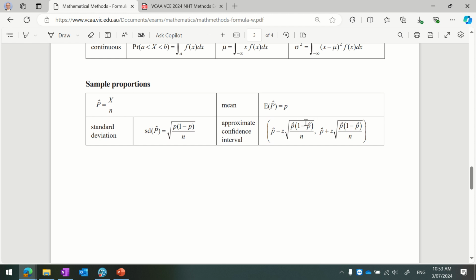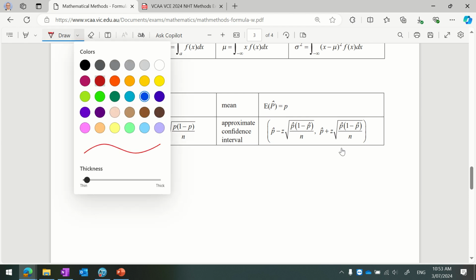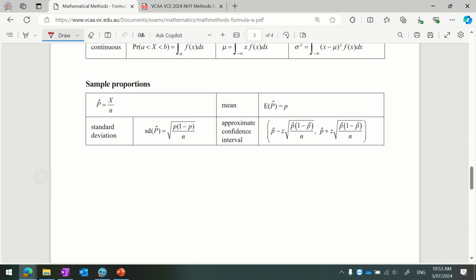Look at this part here, z square root, it's the same number, plus and minus. So it means in the exact middle here is p hat, right? Between the two ends of the confidence interval, the confidence interval is p hat minus a number and p hat plus that same number. So in the middle of the confidence interval is p hat.